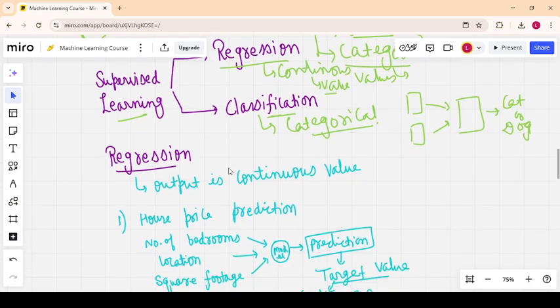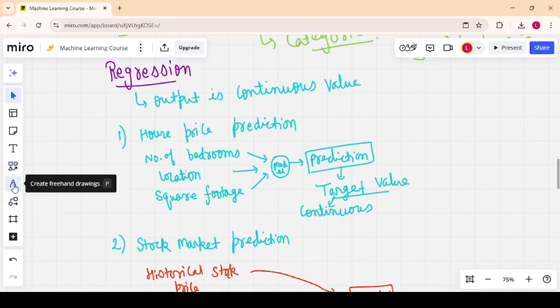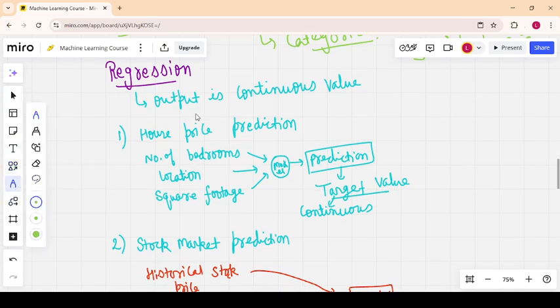As I discussed earlier, the output is the target, and target is a key term. The target variable is a continuous value. We have X and Y, and we feed this data into the model. The model learns the underlying pattern hidden in the dataset, and the trained model is used for the regression task.